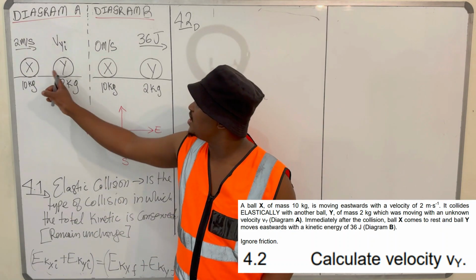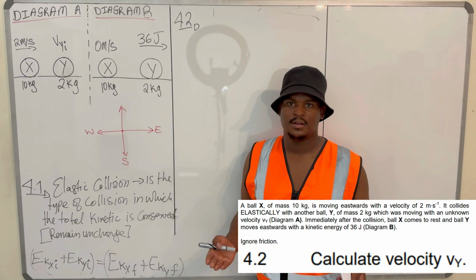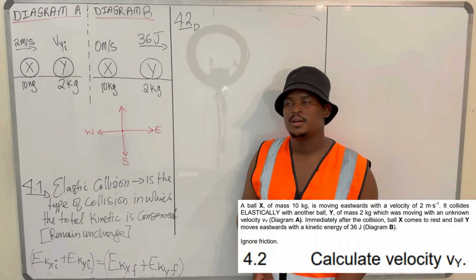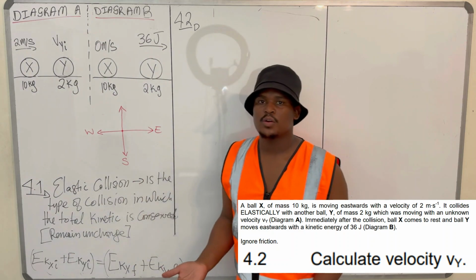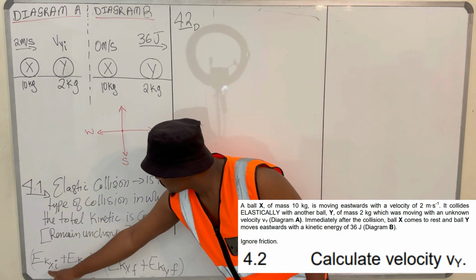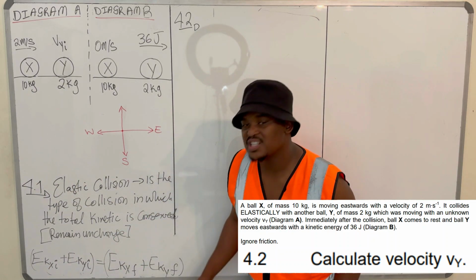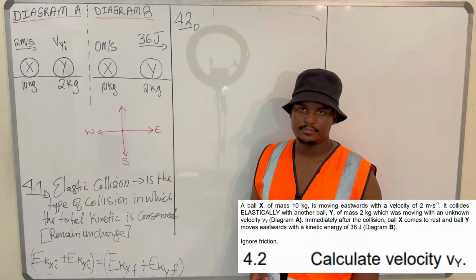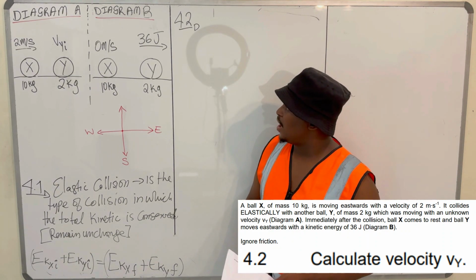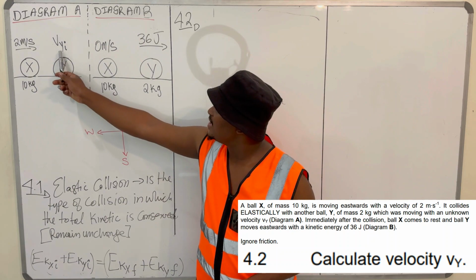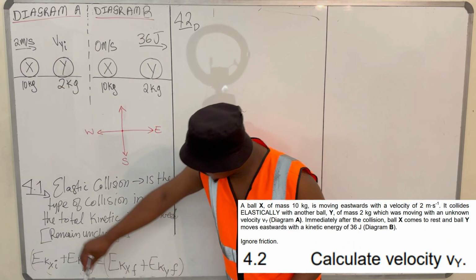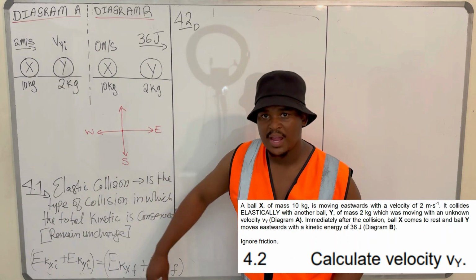Right? So the collision was elastic. That's what it means. The collision of the two balls was elastic, which means if you sum the kinetic energies before collision and those after collision, they should be equal. Right? So now we want Vy initial. What do we do? We equate these two and then we should be fine.